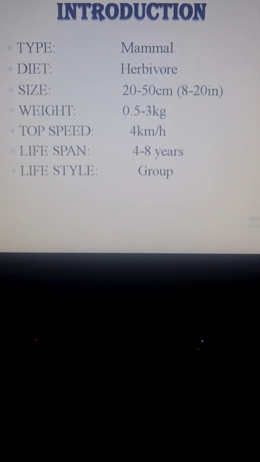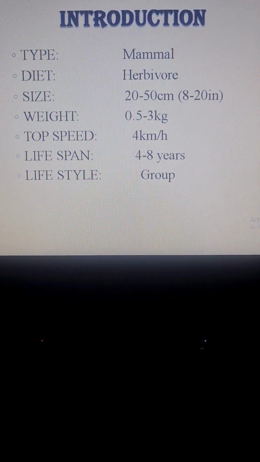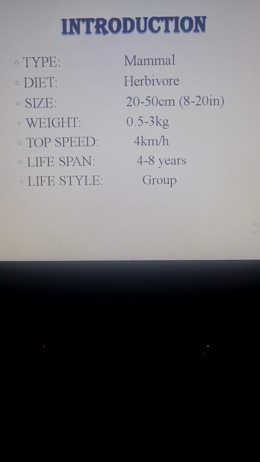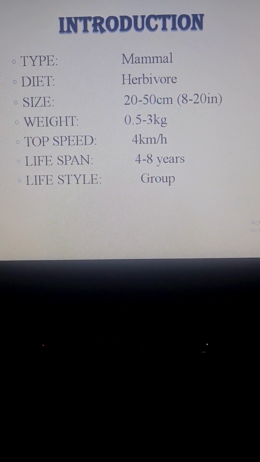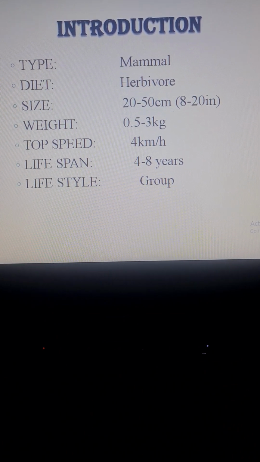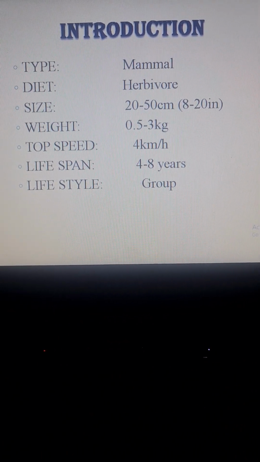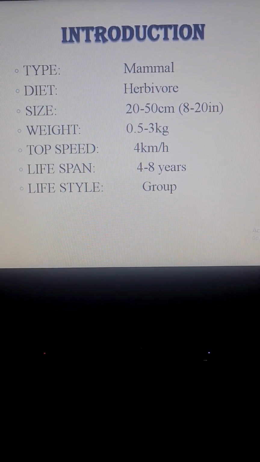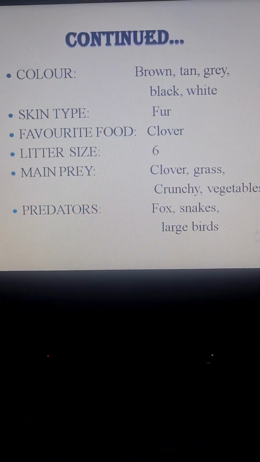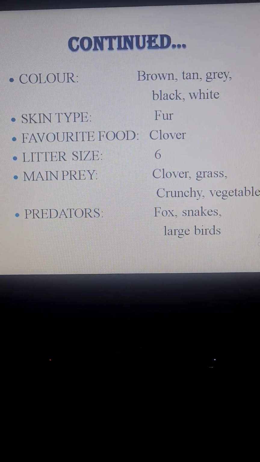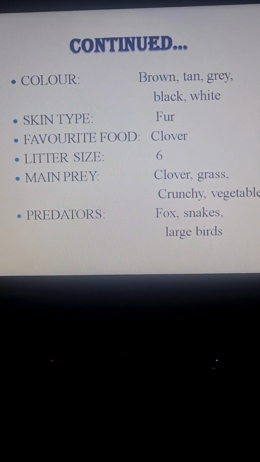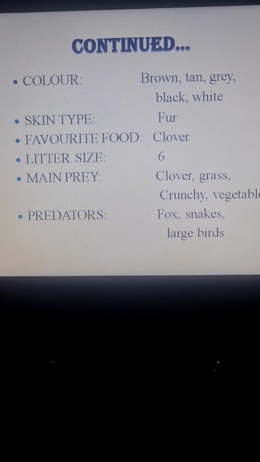So the size of the rabbit is 20 to 50 centimeters, which is 8 to 20 inches. Weight ranges from 0.5 to 3 kg. Top speed of the rabbit is 4 kilometers per hour, and the average lifespan of the rabbit is 4 to 8 years. And as for lifestyle, the rabbit prefers to live in groups. The color of rabbits varies from brown, tan, gray, black and white. Skin type is fur. Favorite food is clover. Litter size is 6.